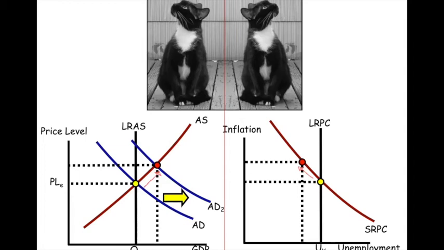Now let's just work out, let's say the government caused this one by cutting taxes and increasing government spending because it's an election year and the president wants to get reelected. So aggregate demand increased.